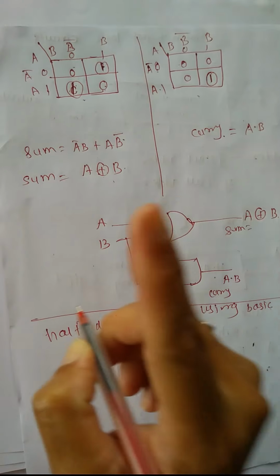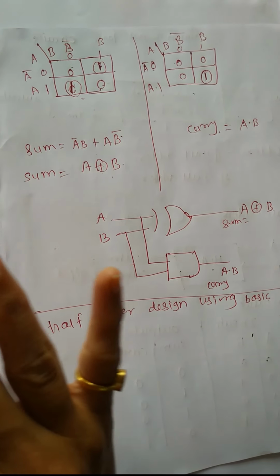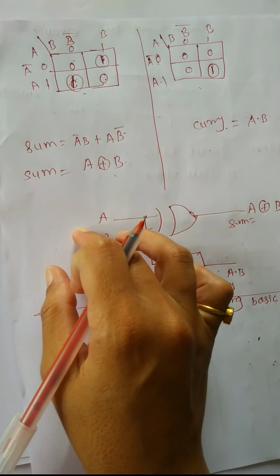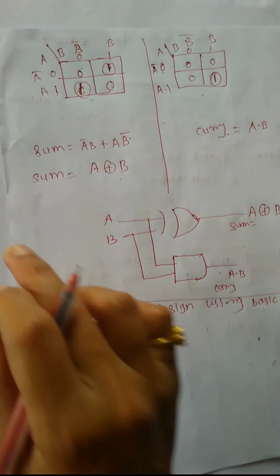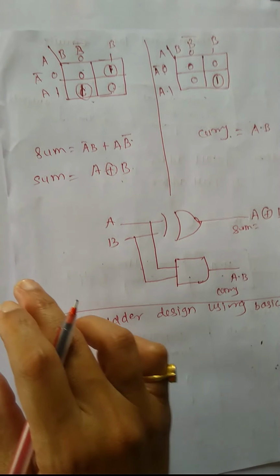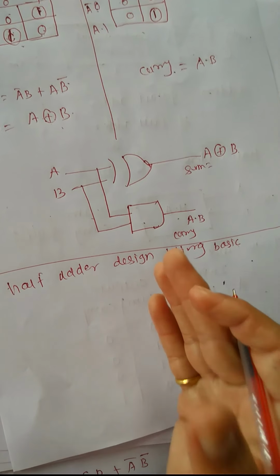One question. From this one point, half adder, four questions are asked. Only designing half adder. Then one question is asked: half adder design using basic gates, half adder using NAND gates. Another question is asked: design half adder using full adder.